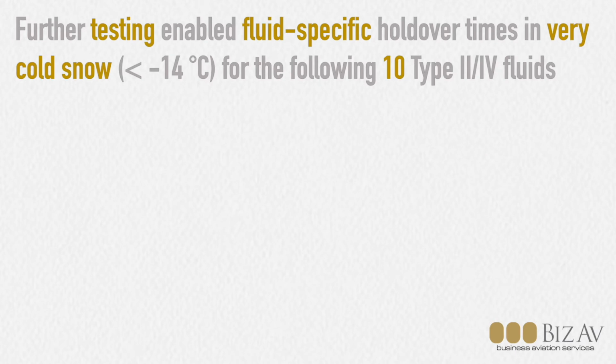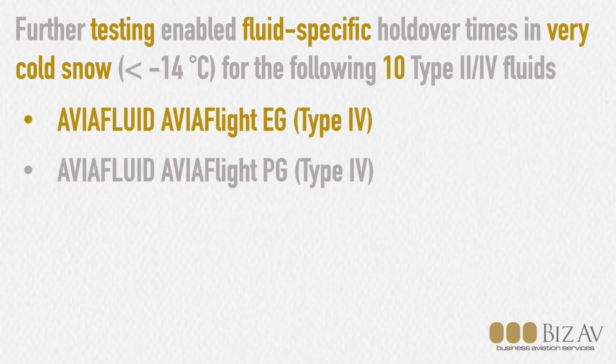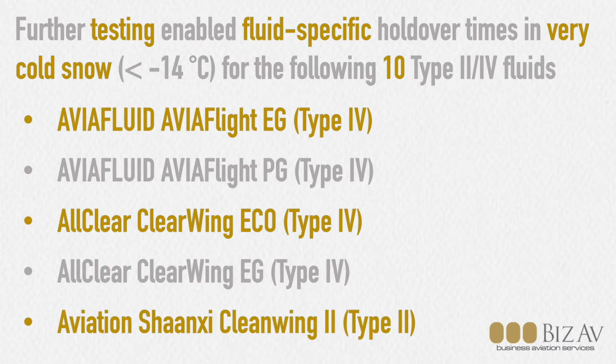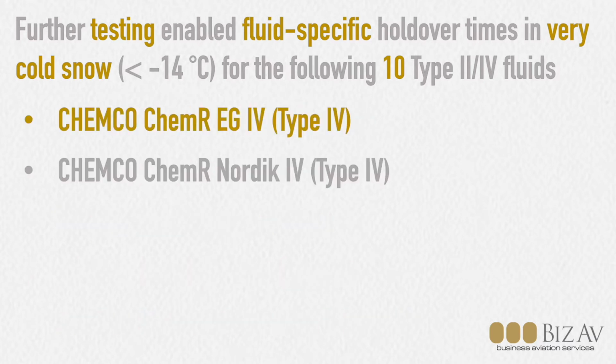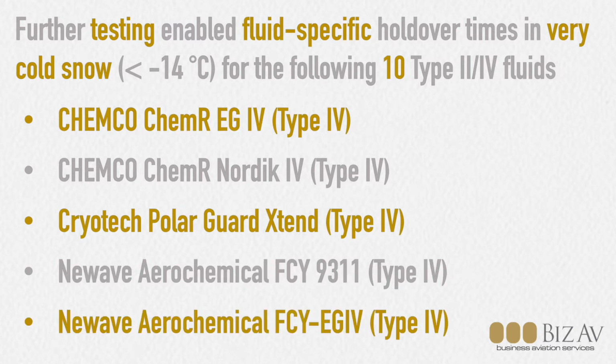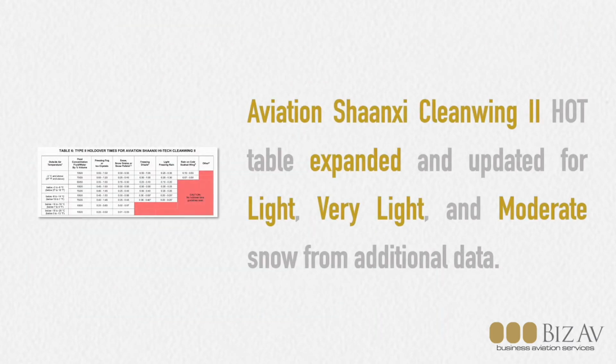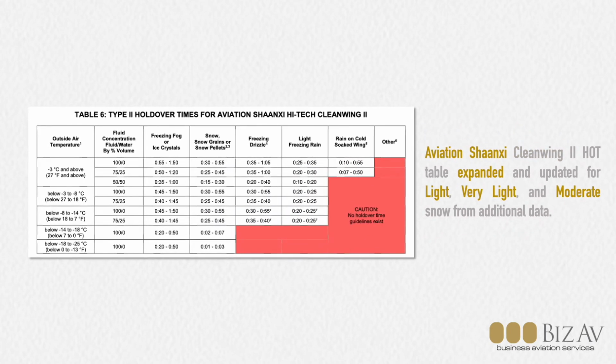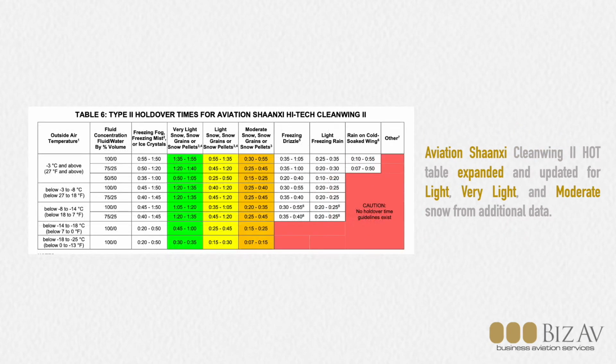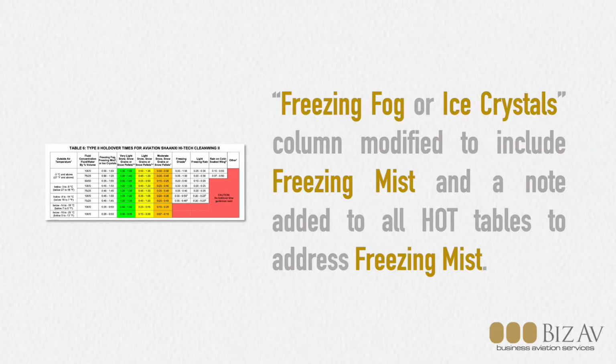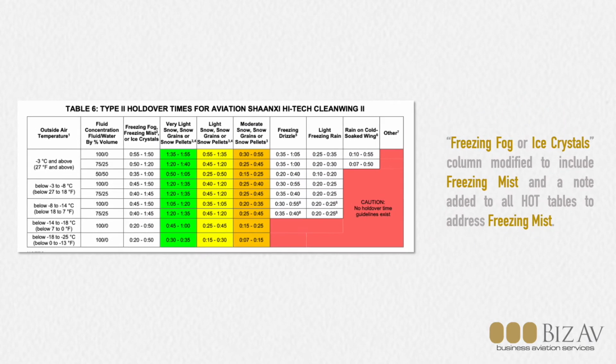Further testing has enabled fluid-specific holdover times in very cold snow, below -14 degrees Celsius, for the following 10 Type 2 and Type 4 fluids. The holdover times table for Aviation Shunchi Clean Wing 2 has been expanded to include 3 columns in snow. Holdover times have been added and updated, for light, very light, and moderate snow, as a result of additional data being collected. The freezing fog or ice crystals column has been modified to freezing fog, freezing mist or ice crystals, and a note was added to all hot tables, to address freezing mist.